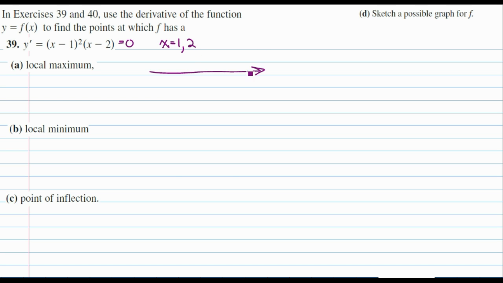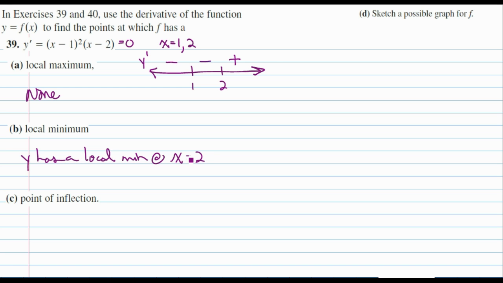I can draw a number line, label that with y prime, and test the intervals. So I see that there is actually no maximums on the graph of f, because nowhere does the first derivative change from positive to negative, making the original function change from increasing to decreasing. This change here at 2 is a local min. The original function would change from decreasing to increasing, creating that local minimum. So y has a local min at x equals 2.